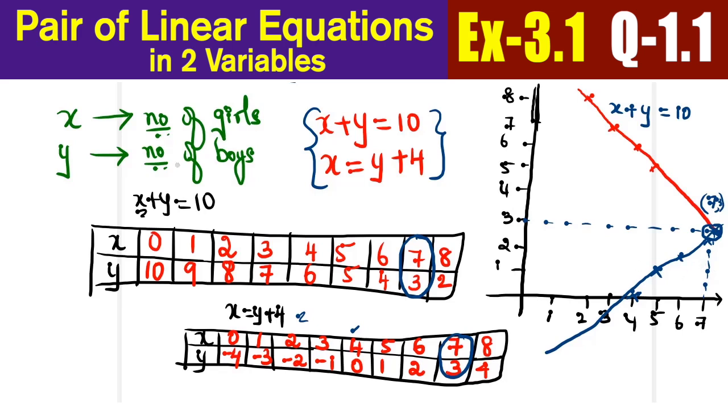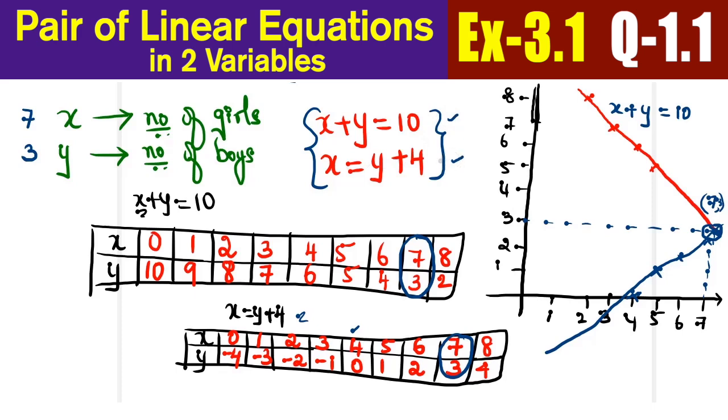So x is equal to 7 means what? There are 7 girls who participated in the quiz, and y is equal to 3 means there are 3 boys who participated in the quiz. So let's see, 7 plus 3 is equal to 10. So it matches this condition. And 7 is 4 more than 3. So it also matches this condition.